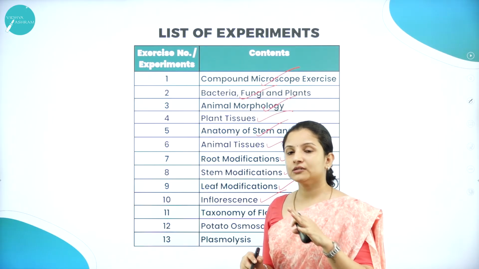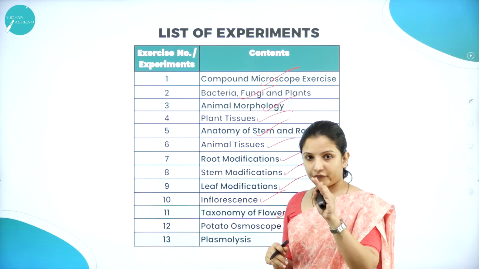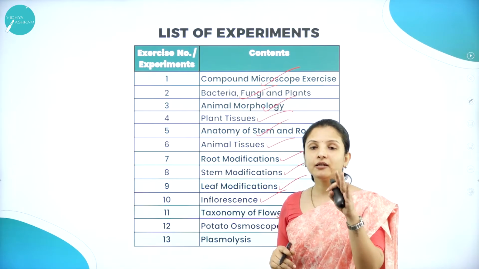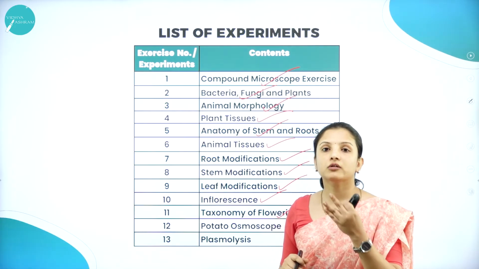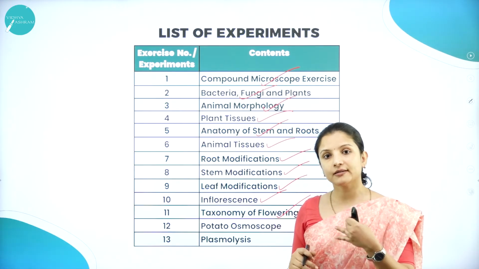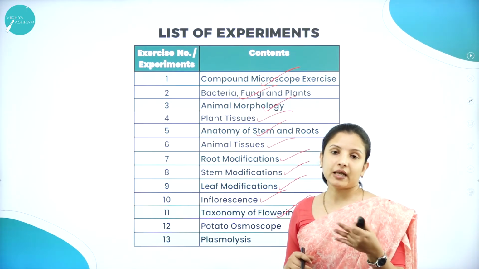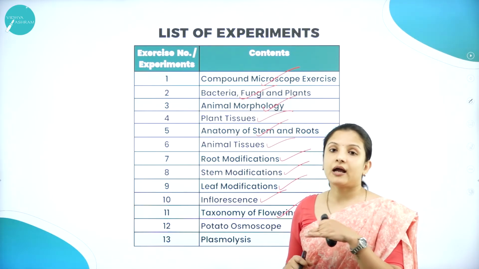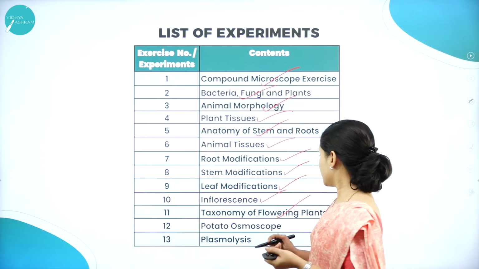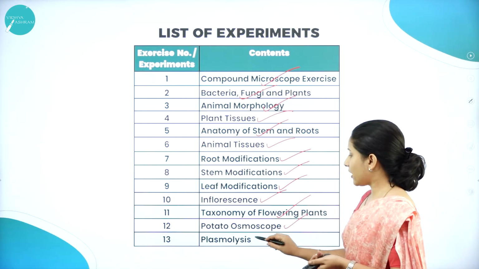Here what you will do is observe the morphology of the plant, and then try to identify the name of the plant. Identifying the name of the plant means not the local name, but being able to tell the scientific name and the family to which it belongs. And next, you study the potato osmoscope.